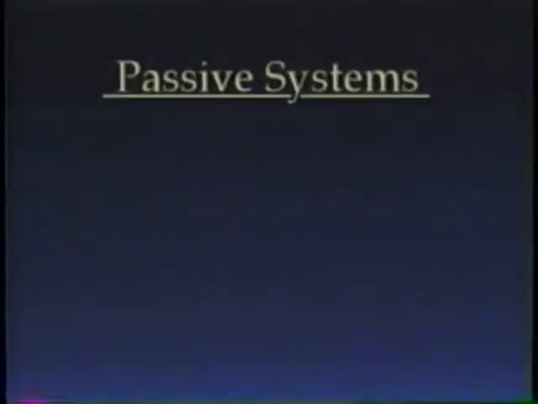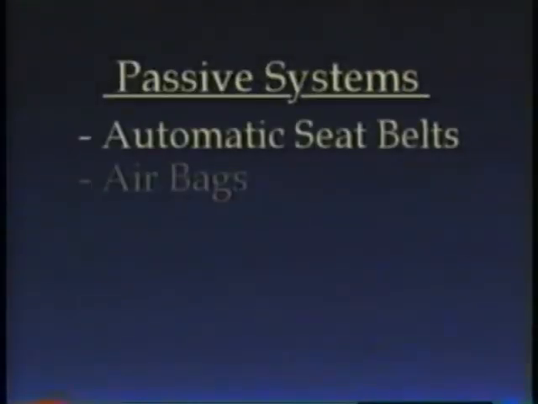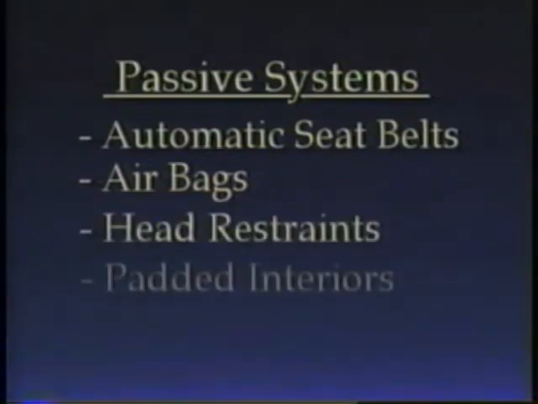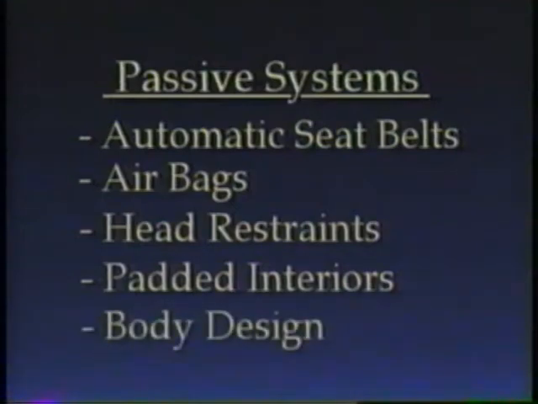Passive systems include automatic seatbelts, inflatable restraint systems or airbags, head restraints, padded interiors, and even the design of the vehicle's body structure and components themselves. The automatic seatbelt automatically fastens the seatbelt around the occupant when the car door is closed. These belts may run up and down the door frame or attach to the door pillar and swing outward as the door is opened. For complete protection, however, the occupant must remember to fasten the lap belt.